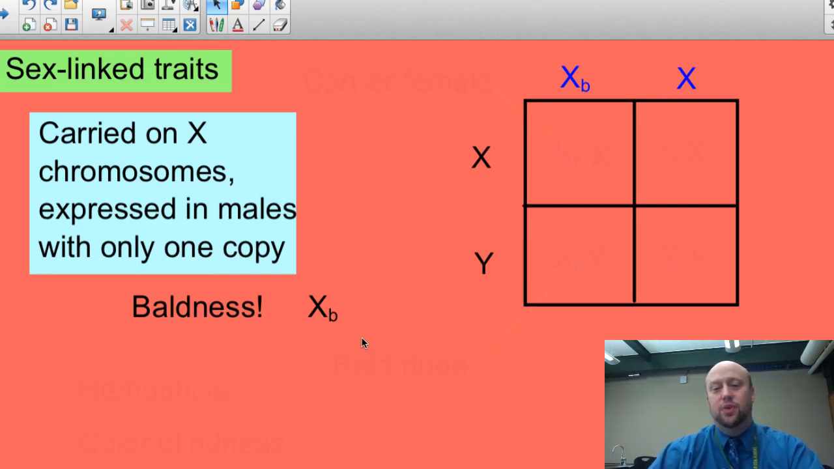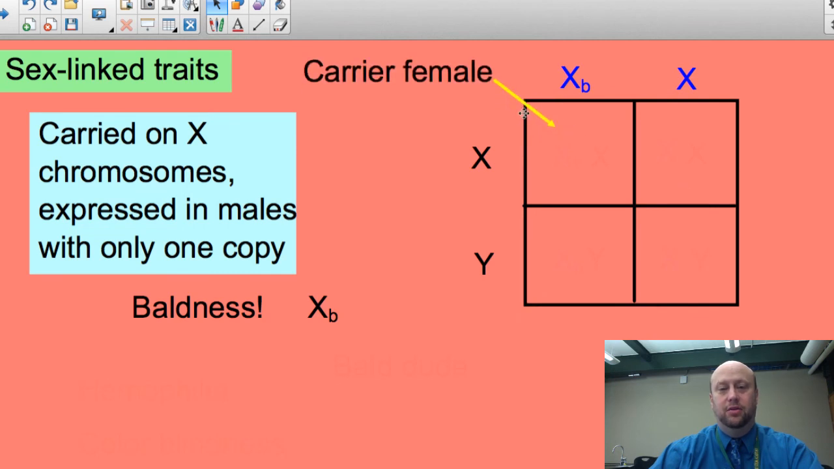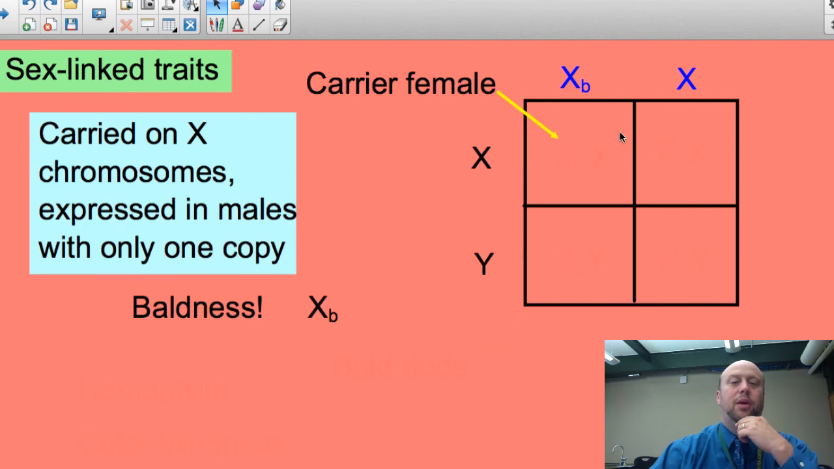And so the way this works is that, let's say that you have a father who is not bald, normal XY father. And then you've got a mother who is also not bald, but she's carrying the gene. She is what we call a carrier female. She's carrying the gene, but she's not expressing it. She doesn't appear bald, but she has one copy of the bald allele, one bald allele.